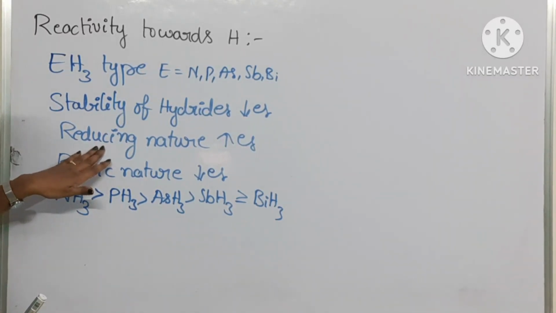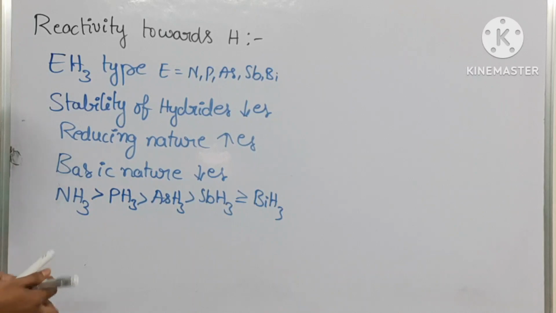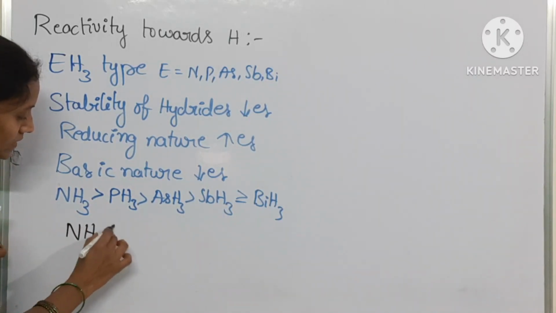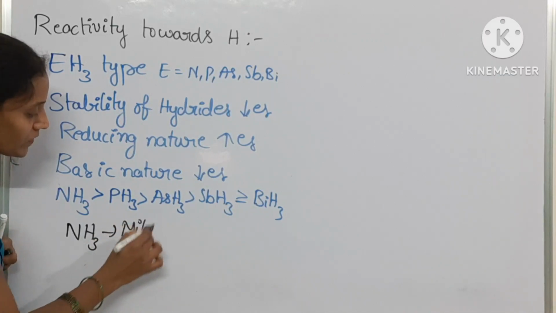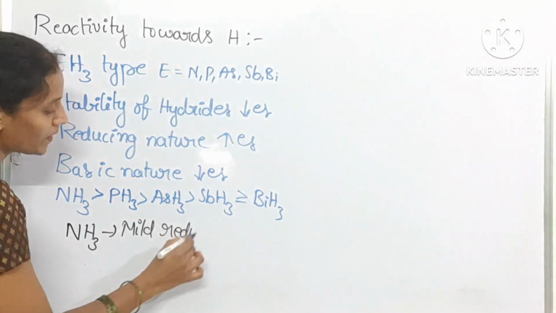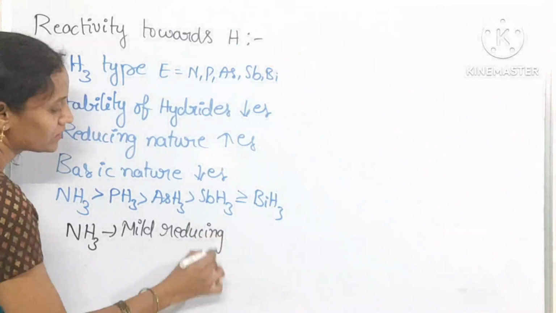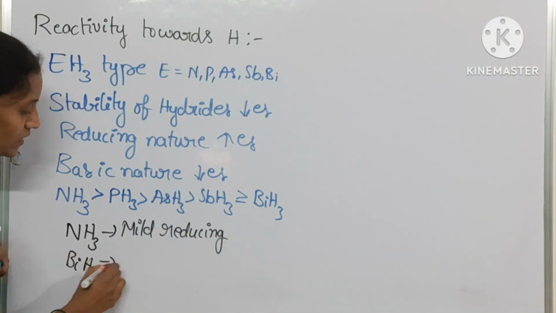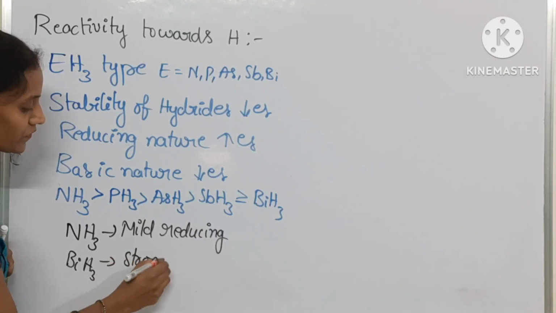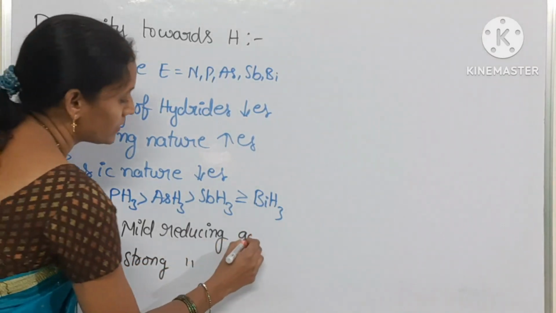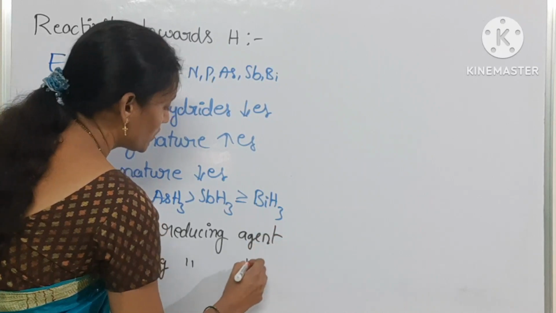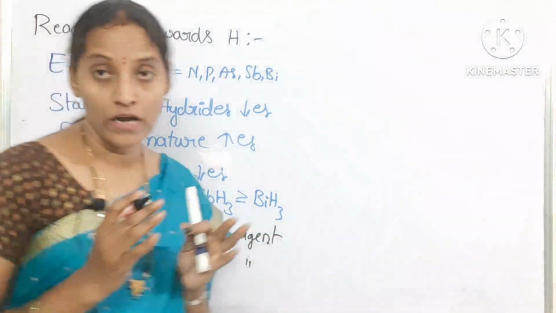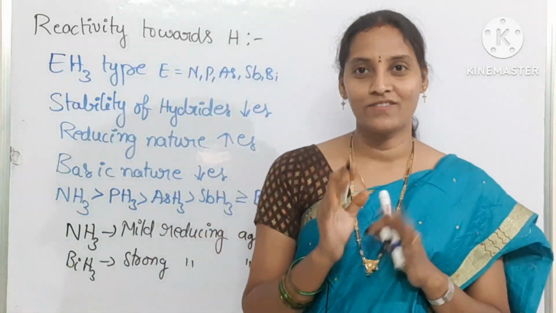One more thing here: ammonia is a mild reducing agent. And BiH3, you can see, is a strong reducing agent. This is about the reactivity of 5A group elements with hydrogen.